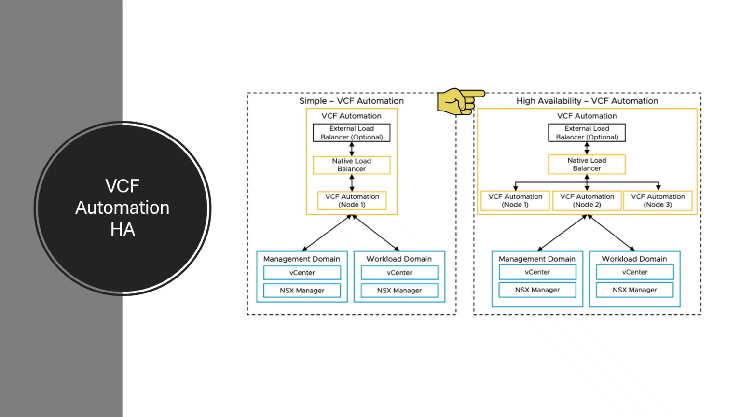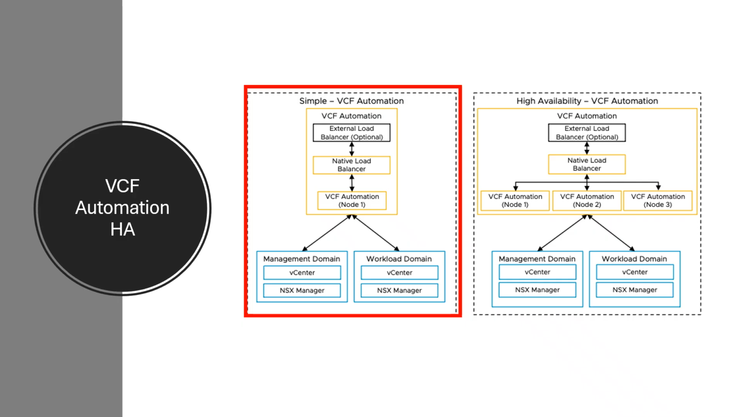Let's start with simple VCF automation. In this model, we deploy only a single VCF automation node, so everything runs on one appliance. Users access this automation service through a native load balancer that is built into the platform. Optionally, organizations can place an external load balancer in front if needed, but it's not mandatory.